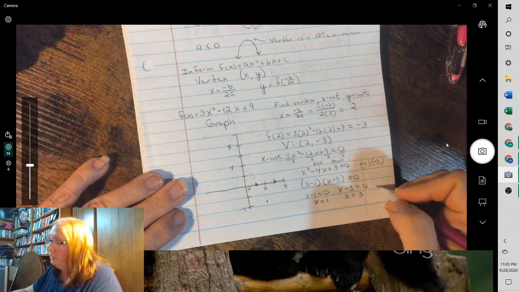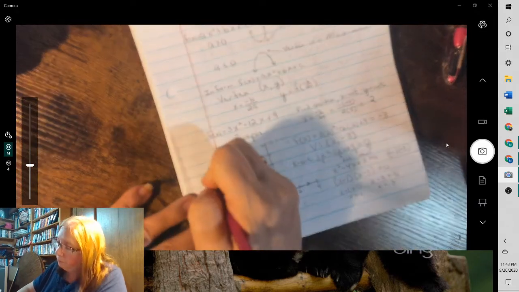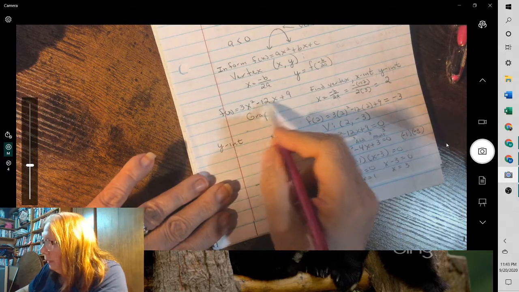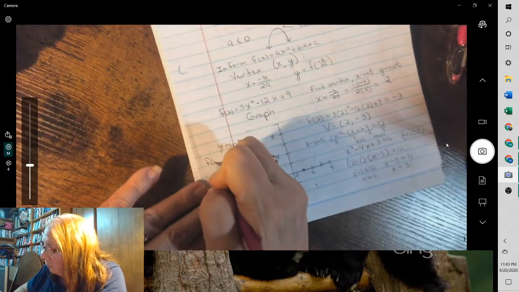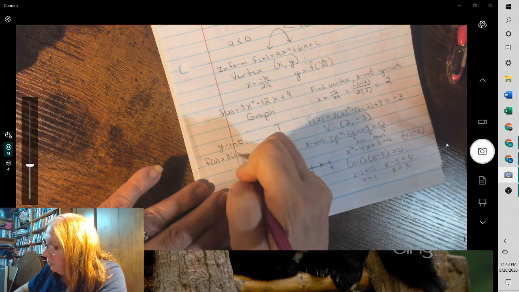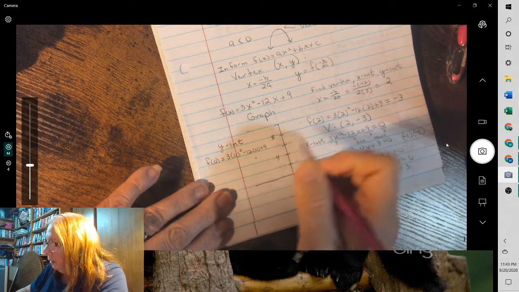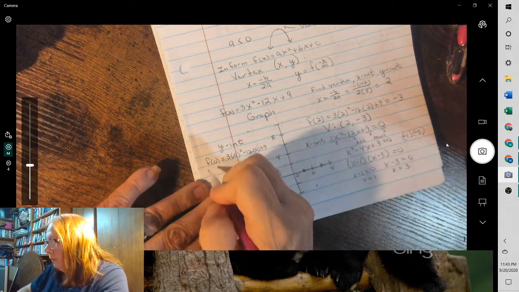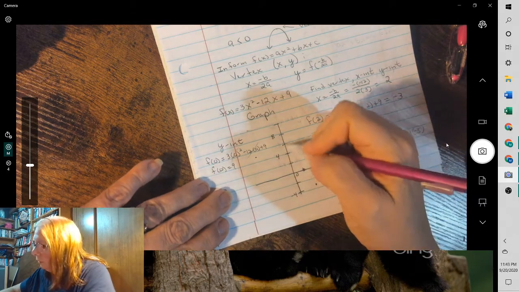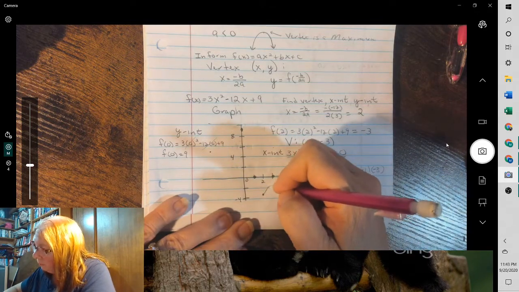The y-intercept is nice for a polynomial because it's the constant. When you're finding the y-intercept, you're letting x be 0. When I let it be 0, we have 3 times 0 squared minus 12 times 0 plus 9. Well, these drop out and leave 9. So it's going to hit the y-axis at 9. And then that would be our graph.